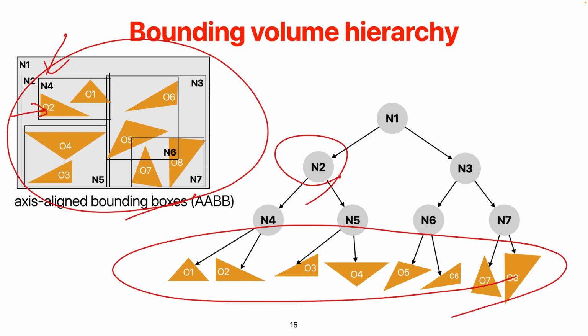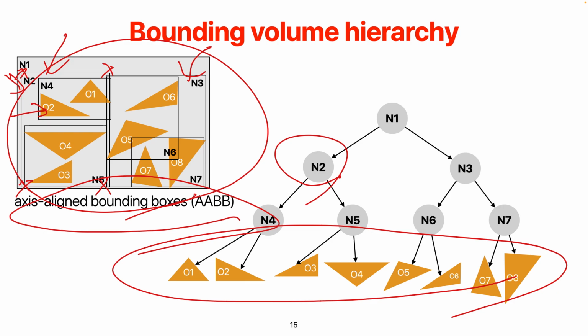So each of them will get 4. So that's why we create this N2 and N3. And each N2 and N3, you see they have four corners, right? So these 4 corners would define the coordinates of this AABB, axis aligned bounding boxes, like the coordinates of their bounding boxes.